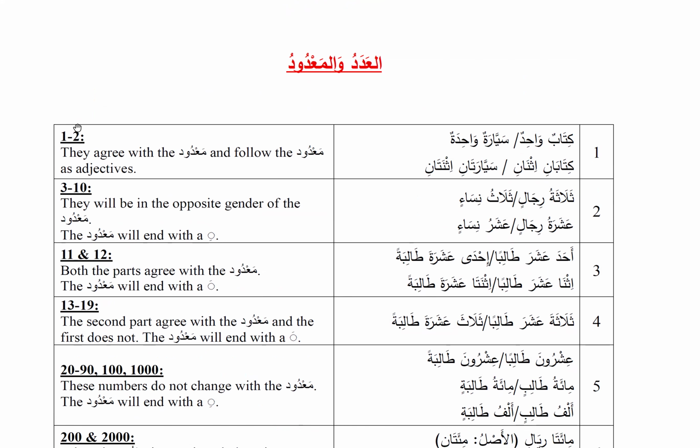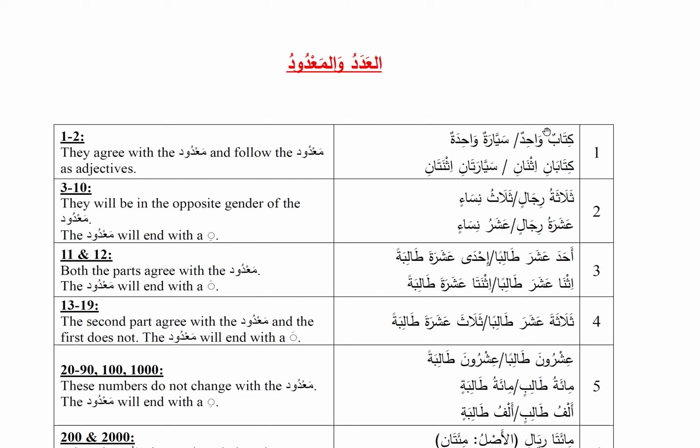So if you're counting something that is 1 or 2, then the rule is that the numbers agree with the ma'dud. Ma'dud means the thing that you're counting, and they follow the ma'dud as adjectives. As examples, we have kitabun wahidun, one book.